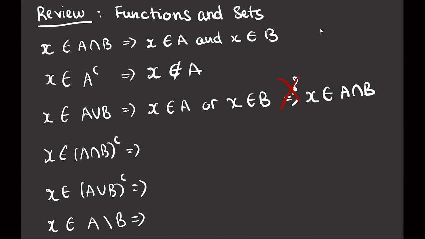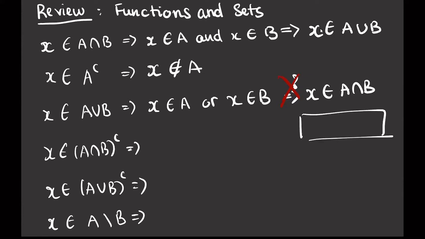We cannot say this because if you look at the Venn diagram, if x is in A union B, it means x is in here, right? So x can be in here or here or here. It doesn't have to be in here. So x is in A or x is in B doesn't imply x is in A and x is in B. That is wrong. However, if we have x is in A and x is in B, we can conclude that x is in A union B.